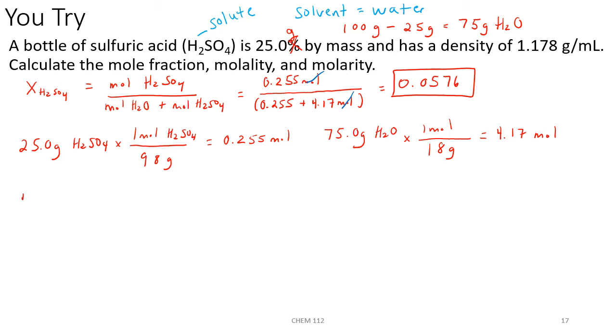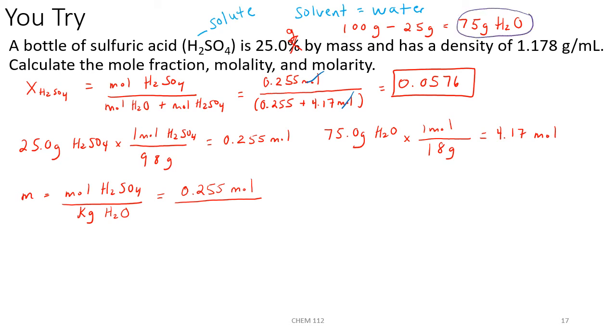Next, we'll calculate the molality, little m. Molality will be the moles of our solute, which is our sulfuric acid, divided by the kilograms of our solvent, not our solution. Our solvent is our water, H2O. So we already have everything we need. We already calculated the moles of our sulfuric acid, 0.255 moles, divided by our water, which we said we had 75 grams of, so we just need to convert our 75 grams of H2O into kilograms. So that'll end up being 0.075 kilograms for our solvent. Our molality when we divide ends up being 3.4 moles per kilogram, or 3.4 molal.